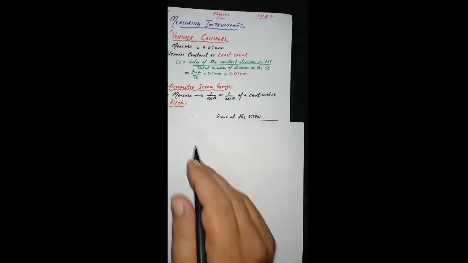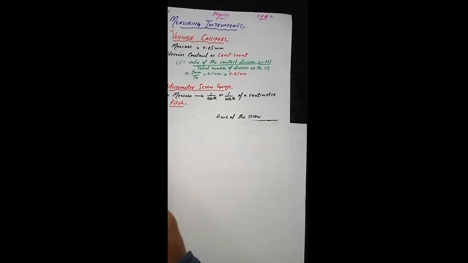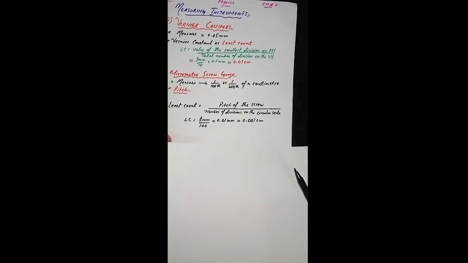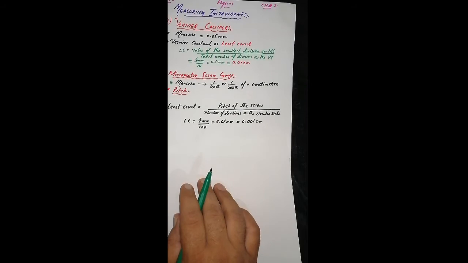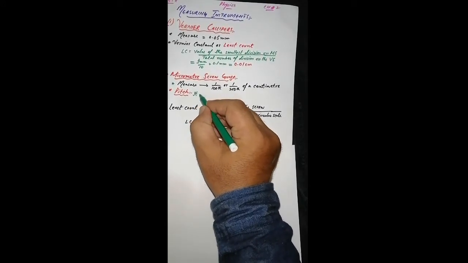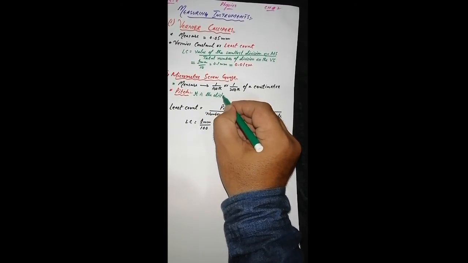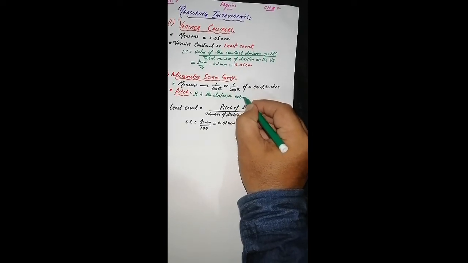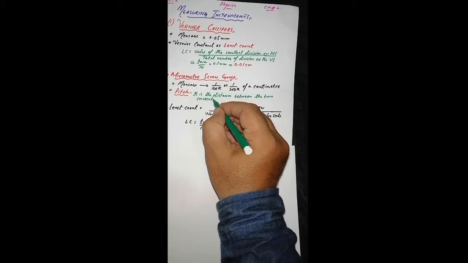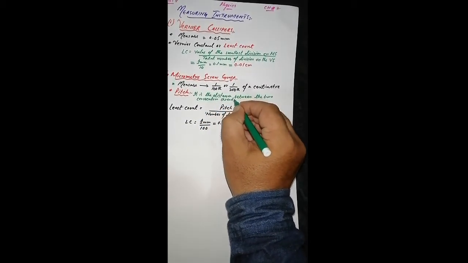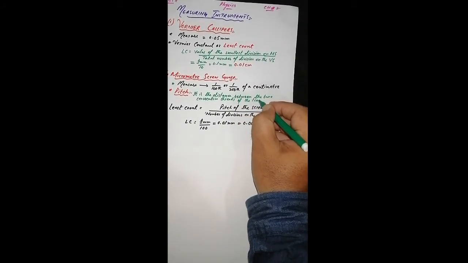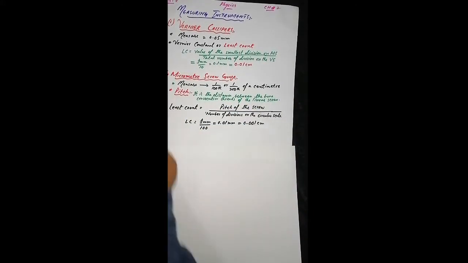Now, a vernier caliper can measure up to 1/100 or 1/200 of a centimeter. Now we have to find the pitch of the screw gauge. What is the meaning or definition of pitch? It is the distance between two consecutive threads of the linear screw. So this is the definition of pitch.